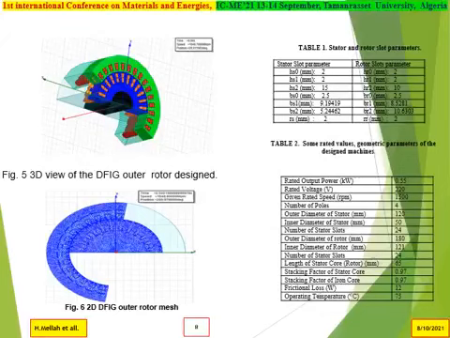In this slide, some of the parameters of the doubly fed induction generator are given. As examples, the stator slots, the rotor slots, the output power, the rated voltage, etc. This figure shows the 3D view of the doubly fed induction generator with external rotor. This is the rotor and this is the stator. This figure shows the mesh of the doubly fed induction generator, the rotor, and this is the stator and the rotor.